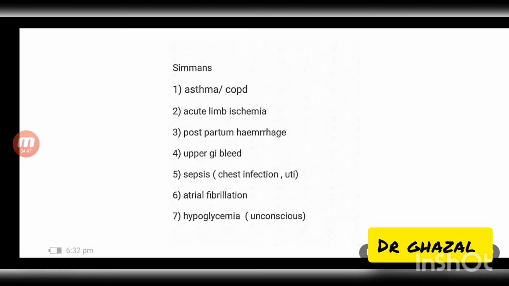And then number 6, it could be the case of atrial fibrillation, and you will find abnormality on the cardiac monitor, you will see that irregular rhythm, and you will know that it's atrial fibrillation. Number 7, it will be an unconscious patient. In hypoglycemia, it will always be an unconscious patient, and when you are doing a thorough examination of that patient on BSR, you will find a very low BSR, and that will be the case of hypoglycemia. These 7 scenarios you should always be prepared for.